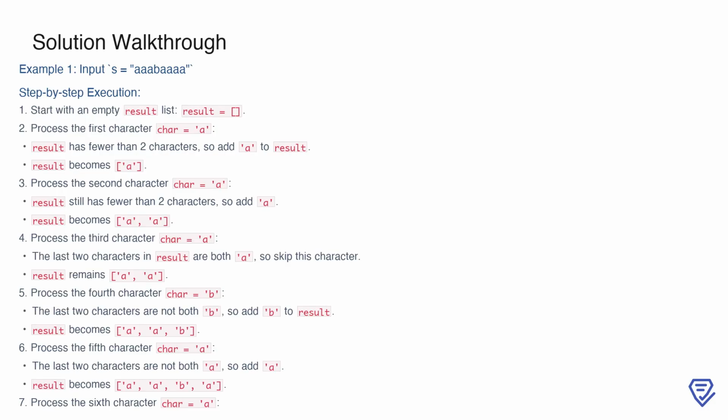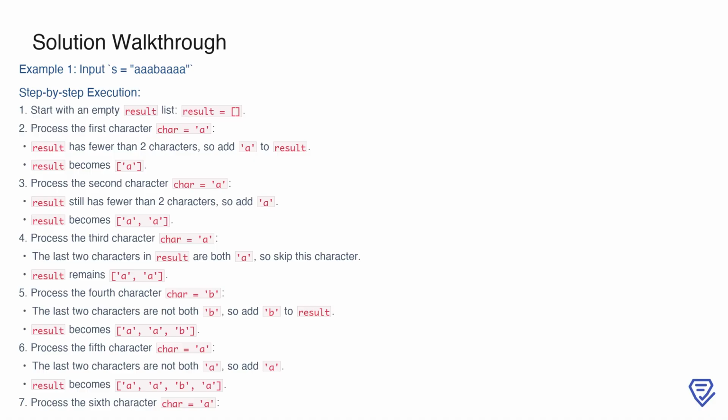To solve the problem, we'll iterate through the string while maintaining a result list to build our fancy string step by step. Starting with the input s equals aaabaa, we initialize result as an empty list. The first character is a, and since result has fewer than 2 characters, we add it to result, making it a. Next, we process the second character, also a. Again, because result has fewer than 2 characters, we append it, giving us aa.